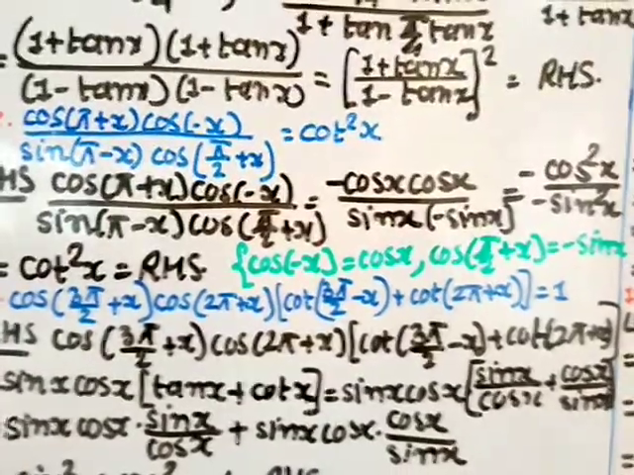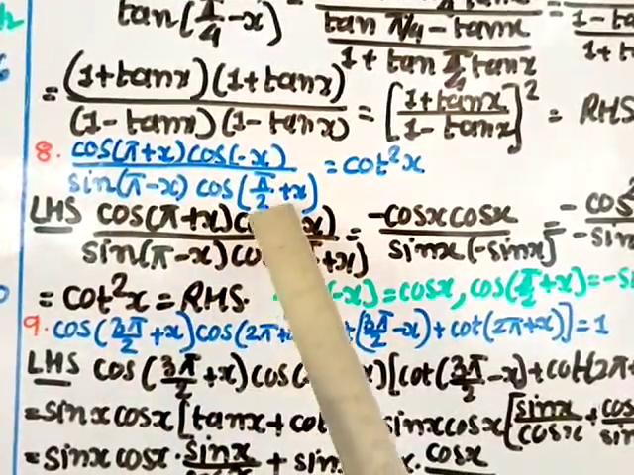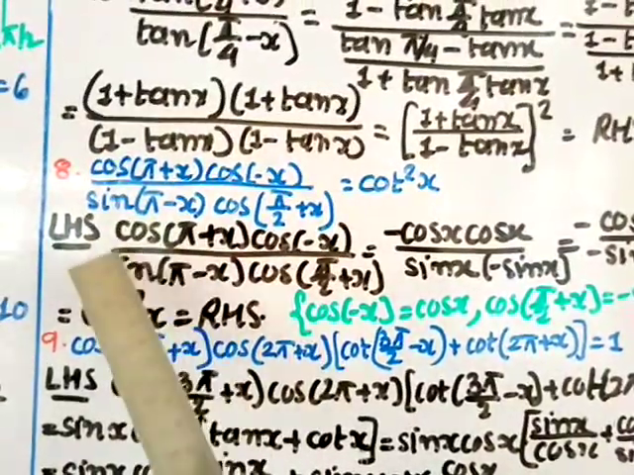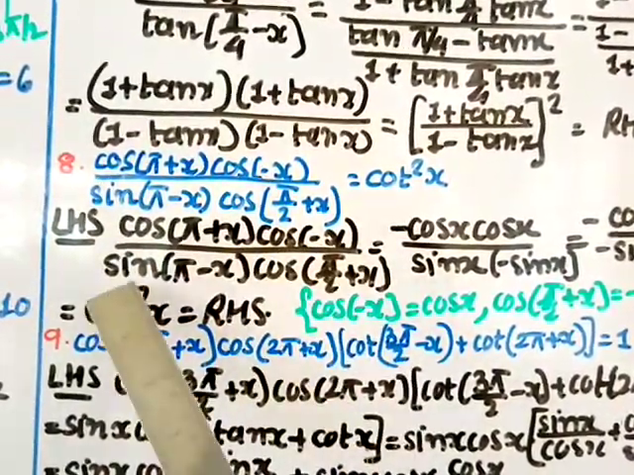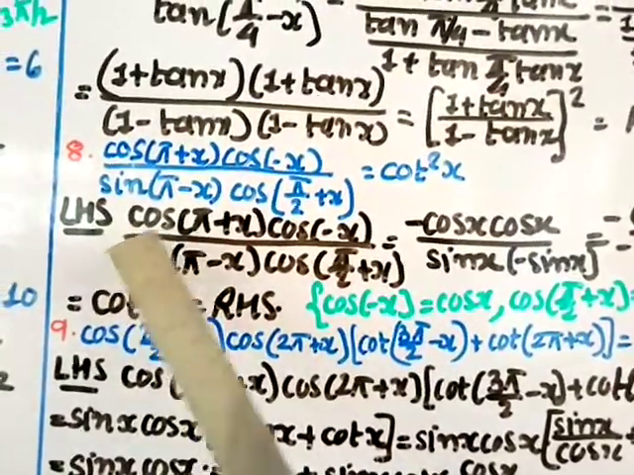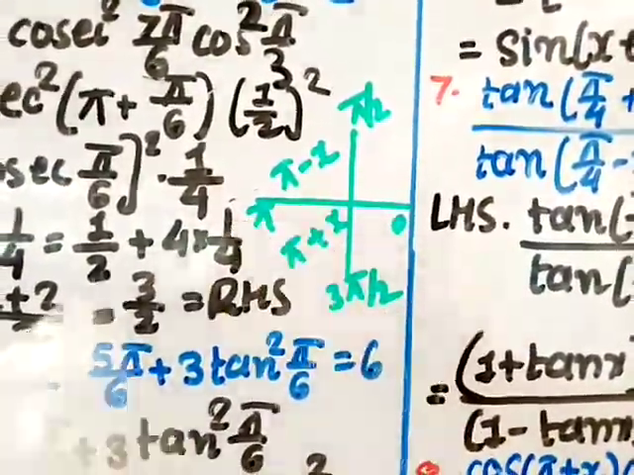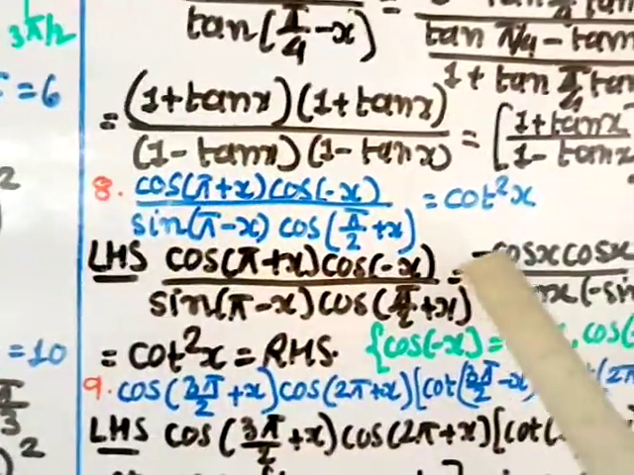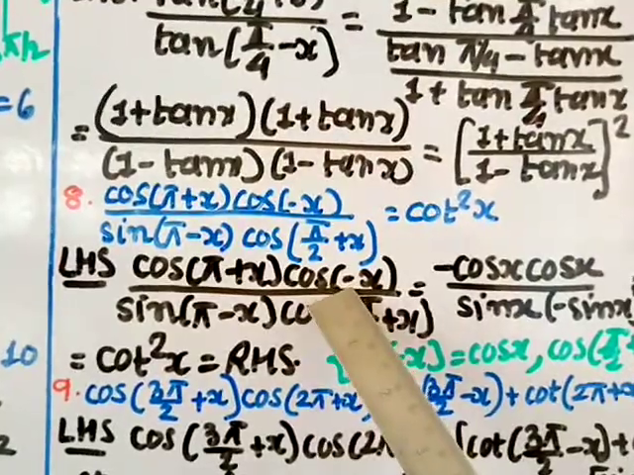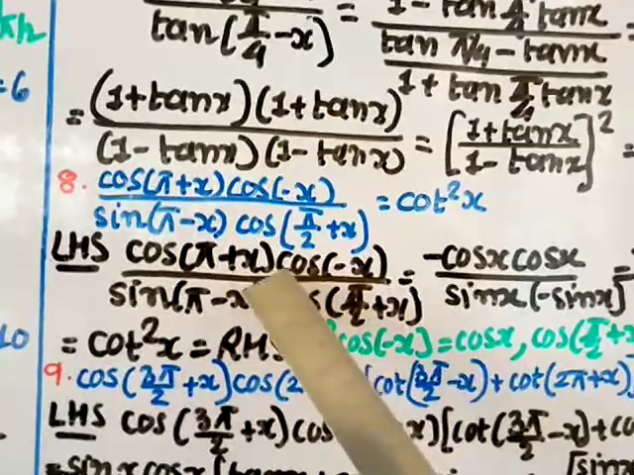Question number 8. Cos of pi plus x into cos of minus x divided by sin of pi minus x into cos of pi by 2 plus x is equal to cot square x. Take the left hand side. Now cos of pi plus x is in the third quadrant. In the third quadrant, cos is negative, so this value will come as minus cos x. Cos of minus x is an even function, so the minus can be neglected. The identity is cos of minus x equals cos x, so this value will come as cos x.